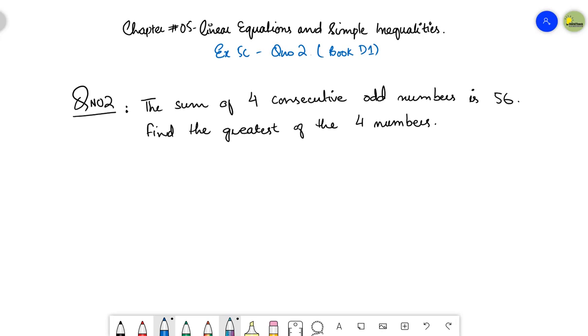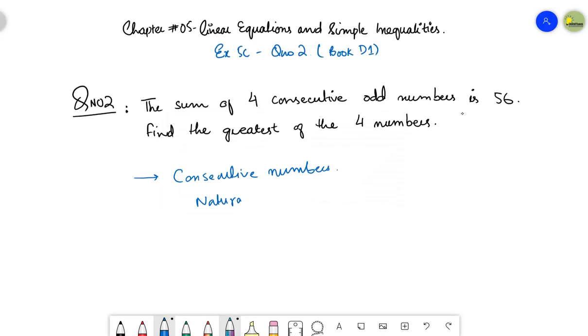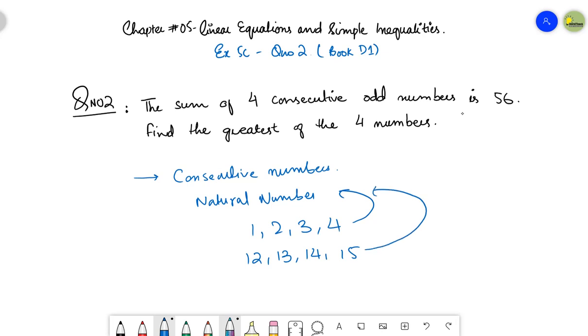But before going into the solution of this particular problem, let me tell you the meaning of consecutive numbers. Consecutive numbers are numbers that come one after another. Let's take an example of consecutive natural numbers. 1, 2, 3, 4 are four consecutive natural numbers, because they come one after another. Similarly, 12, 13, 14, 15 are four consecutive natural numbers, because again they come one after another.